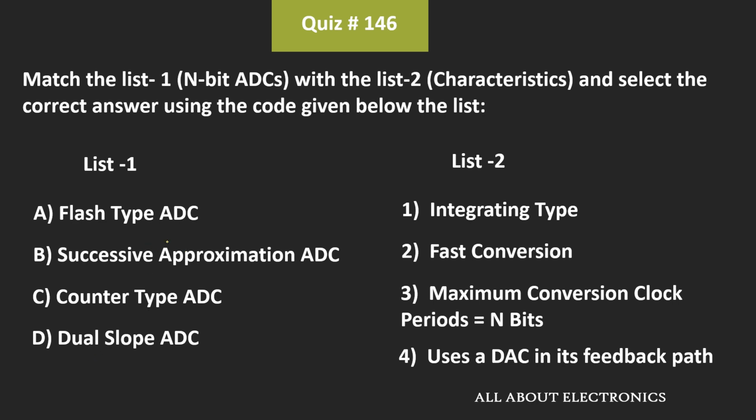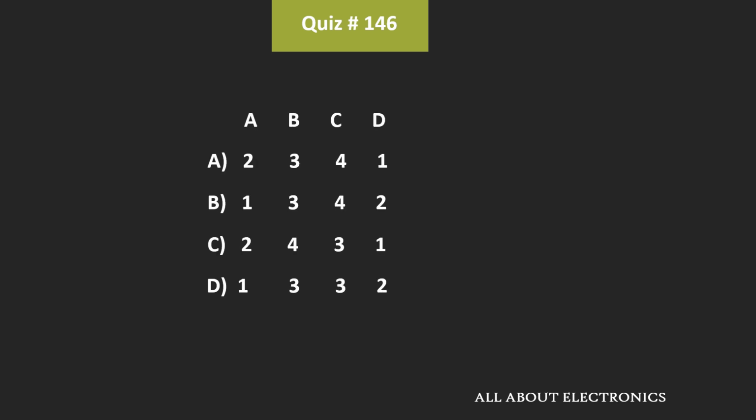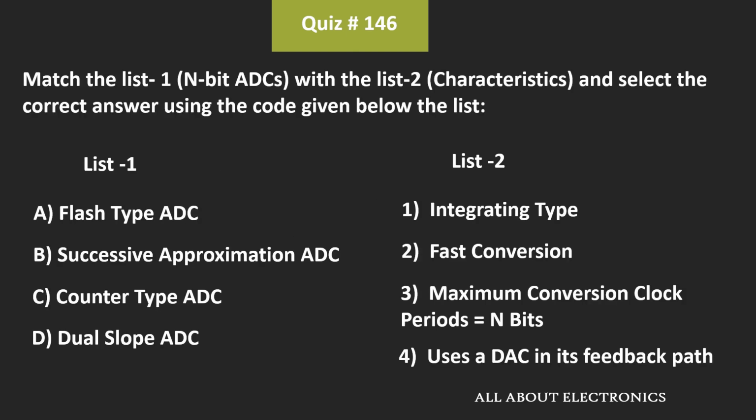So in this question, on one side we have been given the list of ADCs and on the second side we have been given the characteristics. So we have to match the ADC with its characteristic, and for that we have been given 4 different codes. So let us see which one is the correct one.